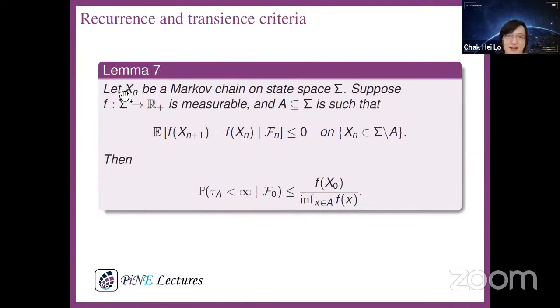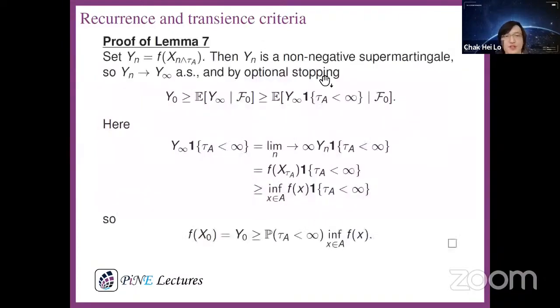Let Xn be a Markov chain on state space Sigma. Suppose f is measurable and A is such that this same condition holds, again with the expectation here. We also have this condition on Xn outside of this region. Then the probability that this stopping time is finite, given X0, is less than or equal to f(X0) divided by the infimum of f(x). So we want to prove this.